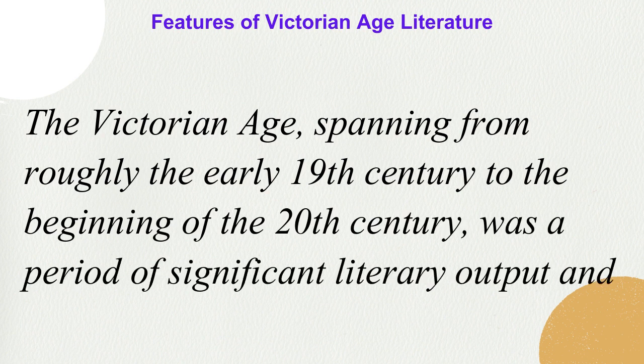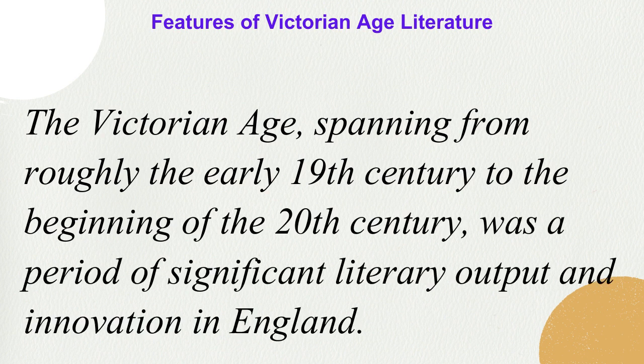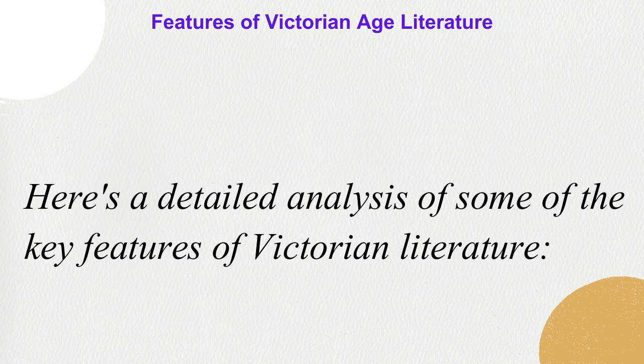The Victorian Age, spanning from roughly the early 19th century to the beginning of the 20th century, was a period of significant literary output and innovation in England. Here's a detailed analysis of some of the key features of Victorian literature.